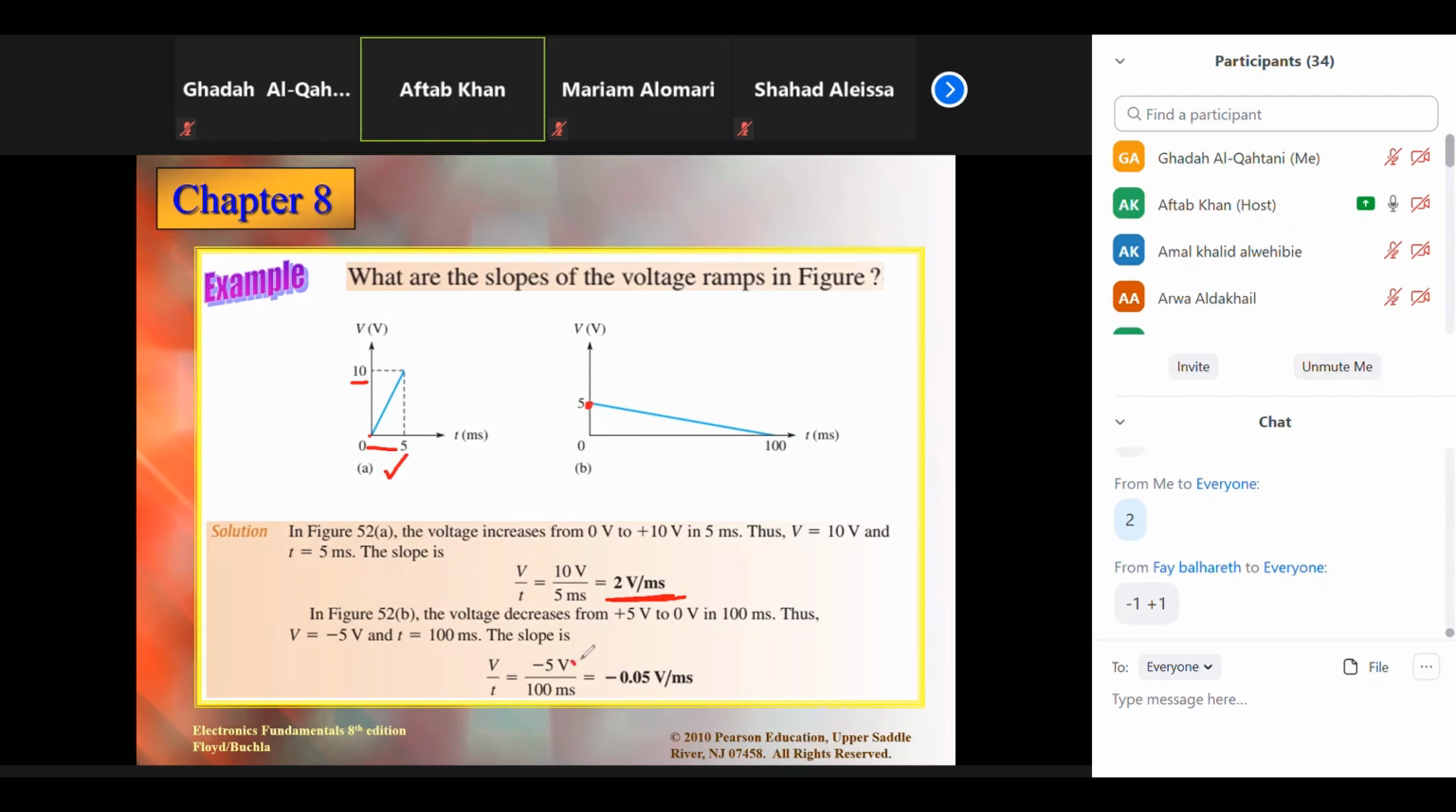So it is 0.5 divided by 100 milliseconds, so minus 0.05 volts per millisecond. This is the slope of these RMS values, which is given in the figure. Okay, so we can find it.